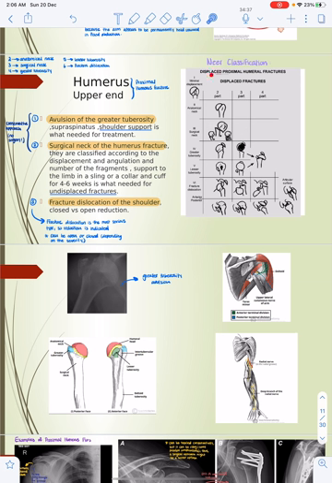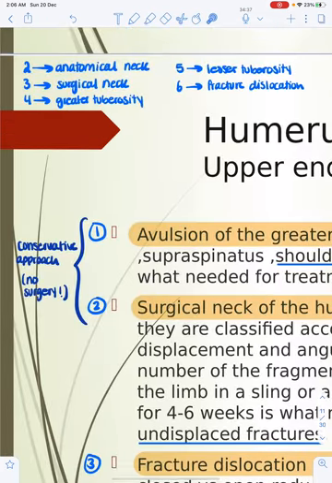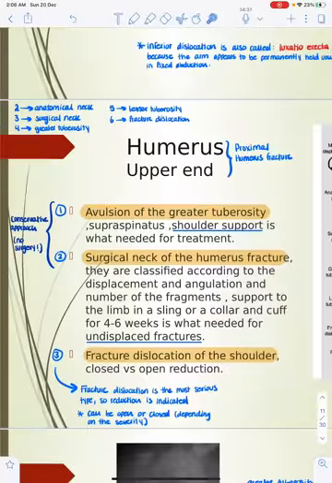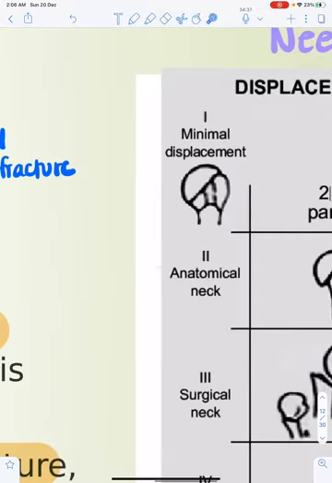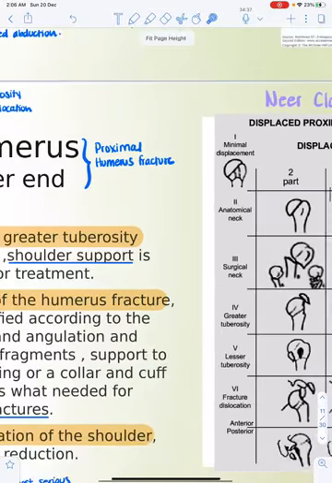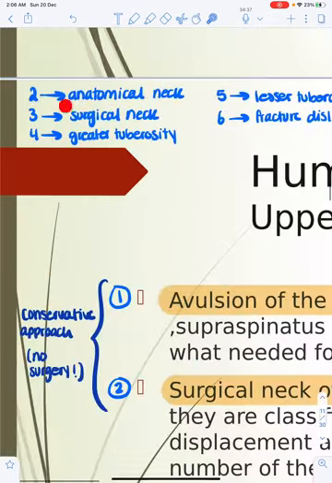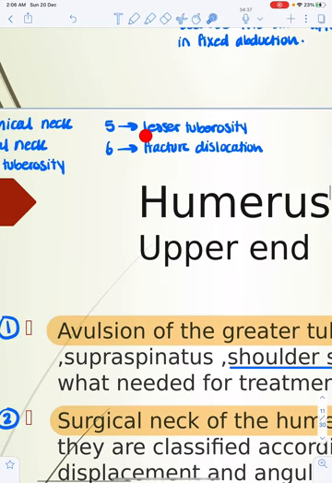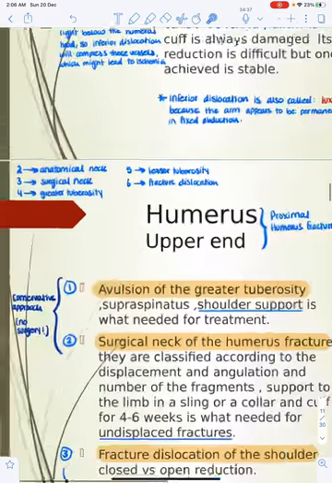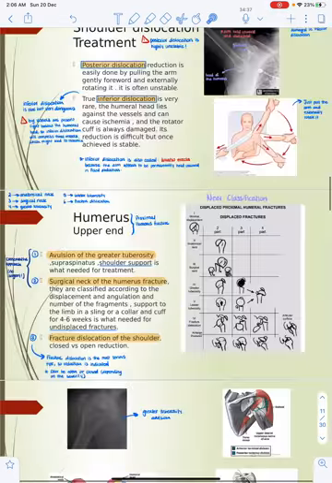We call it the Neer classification. There are roughly six. Number one, usually they don't use it because it's minimally displaced and there's nothing much in it, so they usually just ignore it. We start from two. Two is anatomical neck fracture, three is surgical neck fracture, four is greater tuberosity fracture or avulsion, which we talked about, five is lesser tuberosity fracture, and six is fracture dislocation. There are a lot, so how do we remember them?